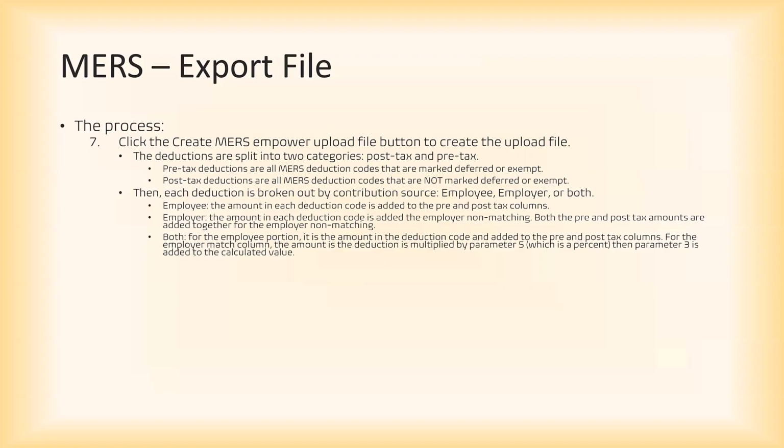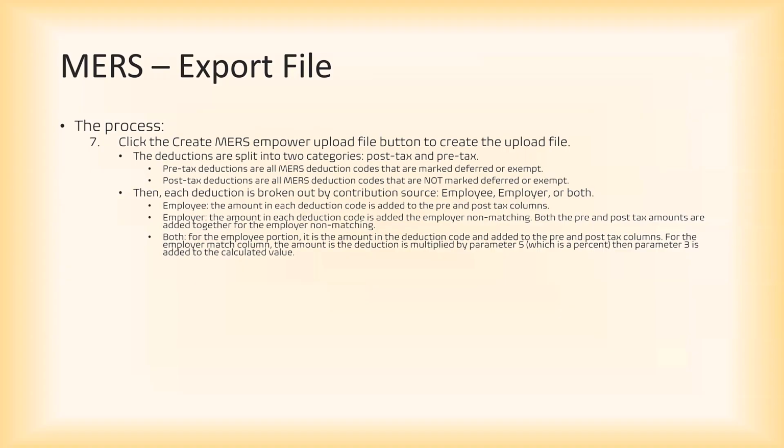which again had been calculated by the payroll calculation. If it is an employer contribution source, it is added just like the employee. It is just the amount taken directly from the deduction code. There's nothing added. All the parameters are handled by the payroll calc, so it's just the amount in that deduction code, and it's added to the employer non-matching column.